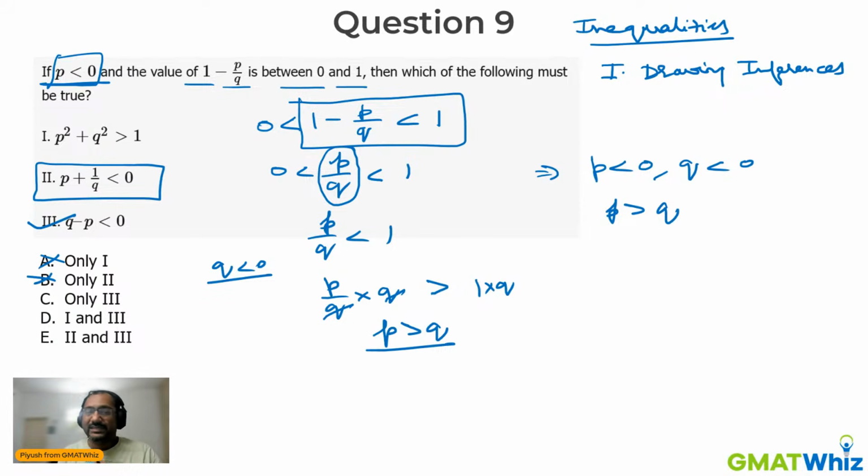I am seeing P, which is a negative entity, and 1 by Q, and Q is negative, so 1 by Q is also negative. So I'm adding a negative entity to another negative entity. So the sum is definitely going to be negative. So I know 2 is also true, and hence my answer is E. I don't even need to check for statement 1.